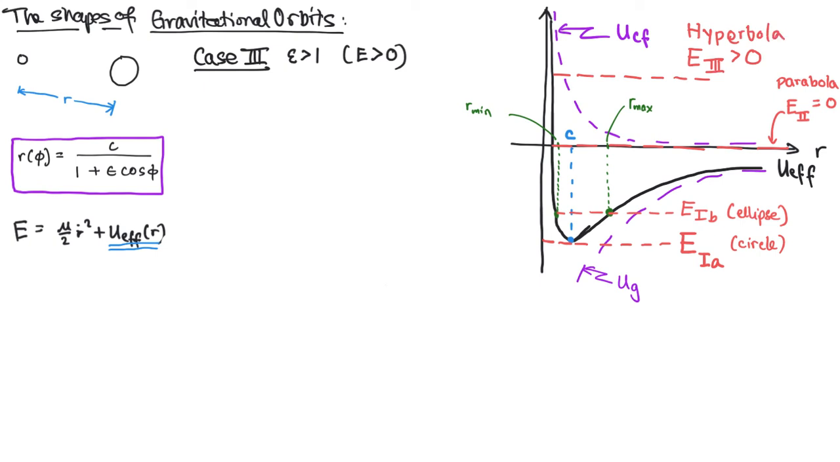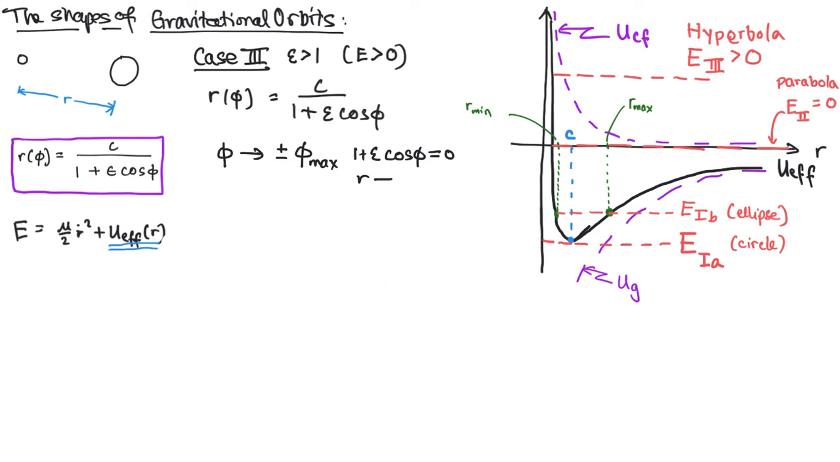And we'll see what that means. Remember, our equation for the orbit is c over 1 plus epsilon cosine of phi. But now epsilon is bigger than 1, so we can make the denominator small. We can make the denominator equal to 0 before phi gets to pi or minus pi. So there's some phi max at which epsilon cosine phi plus 1 is equal to 0, and that makes r go to infinity.